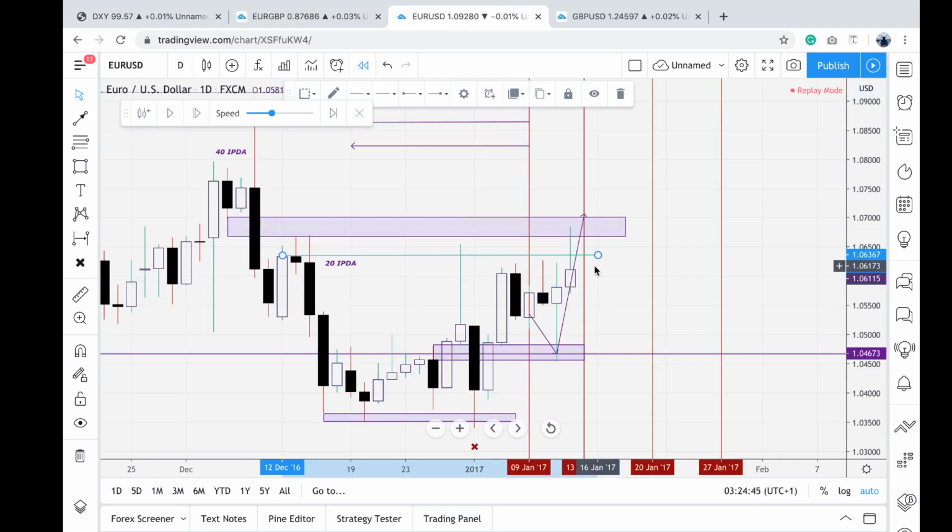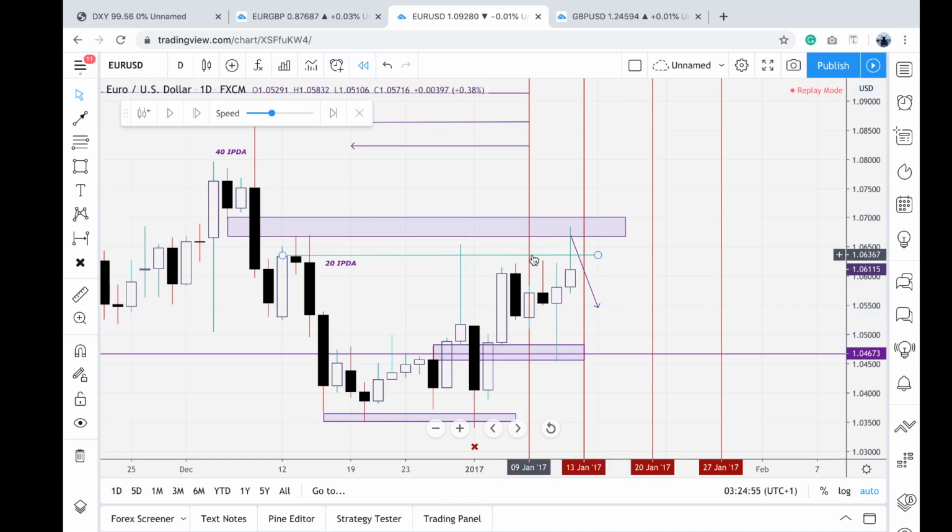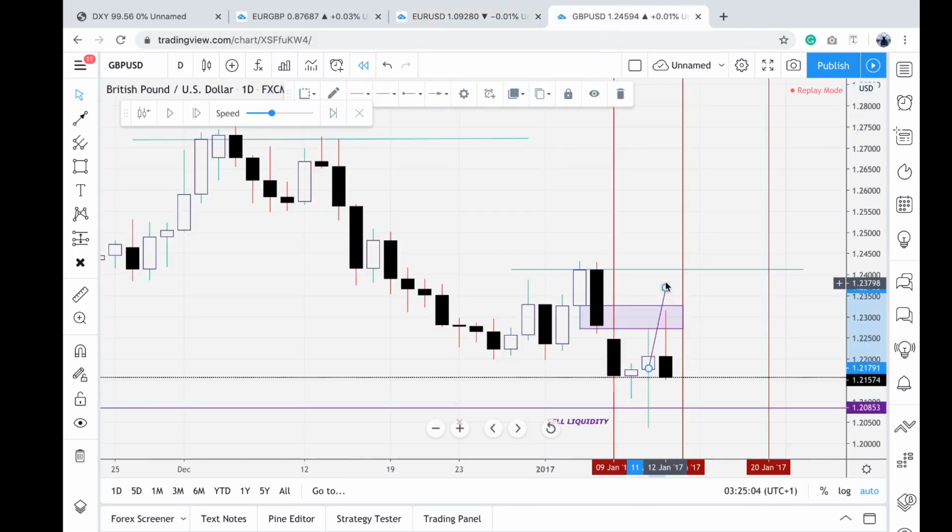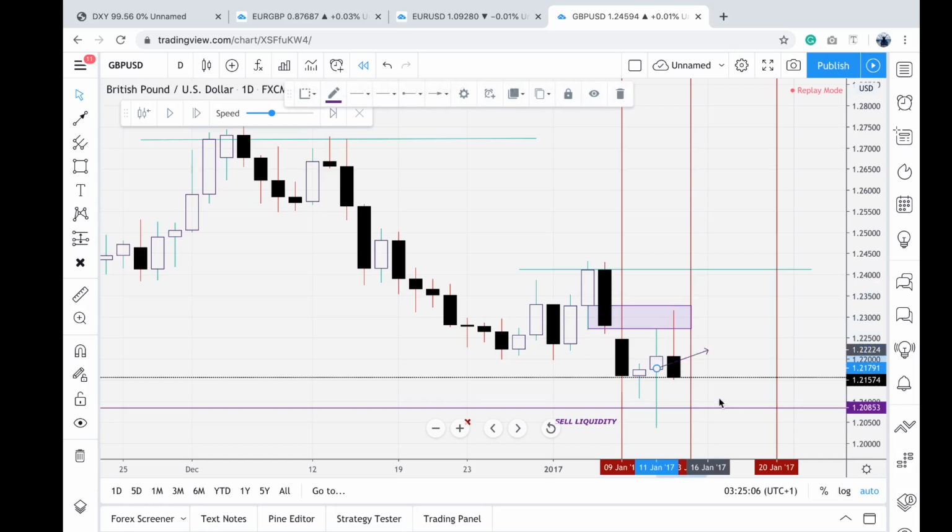So for euro dollar, I'm not really looking for anything. I feel like we could see a retracement of this level for euro dollar, as we've met our target. So I'm going to remove this. We met our target. So for British pound, US dollar, we could see potential bearishness if we're expecting slight correction on DXY. So we're looking for slight correction.